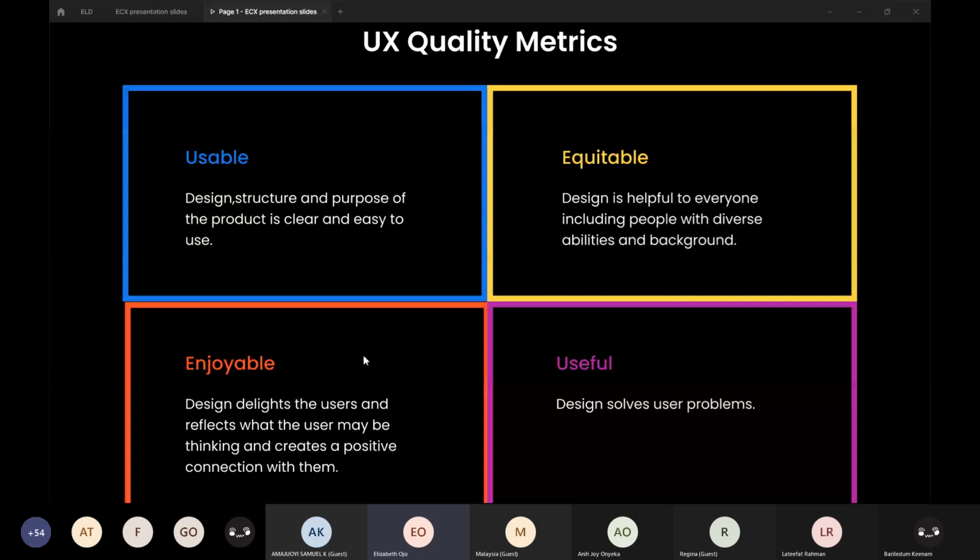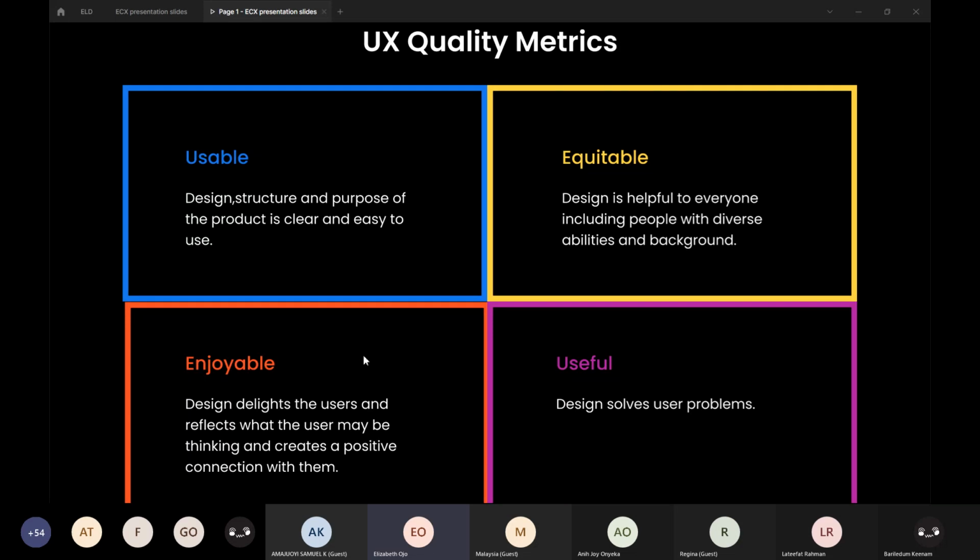So the UX quality metrics. When we talk of usability, if a product is usable, it means the design, structure, and purpose of the product is clear and easy to use. That means when you use a product, for instance, if you download an app, you are able to flow with the app, you know how to navigate through the app. So you say it is usable because the app is clear and easy to use.